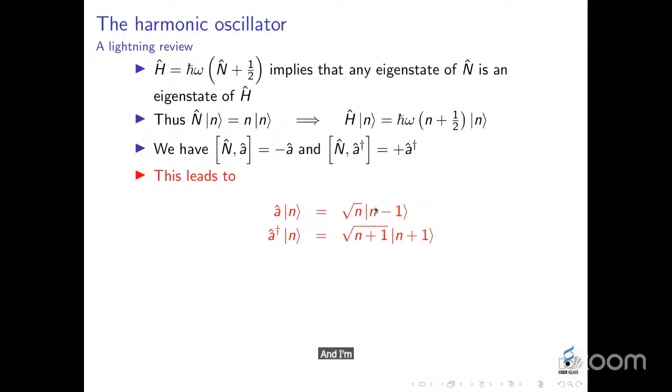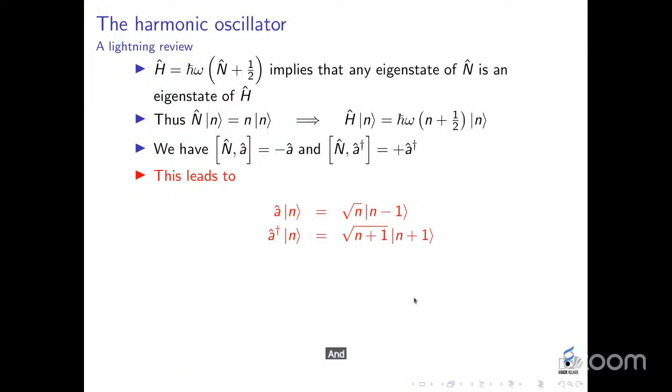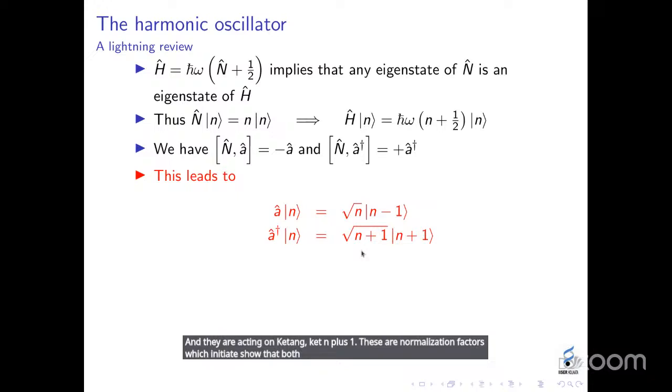And I'm pretty sure all of you, or at least most of you, have seen these equations, that A acting on ket n gives you ket n minus 1, and A dagger acting on ket n gives you ket n plus 1. These are normalization factors which ensure that both ket n and ket n minus 1, or ket n plus 1 as the case may be, end up being normalized to unity.